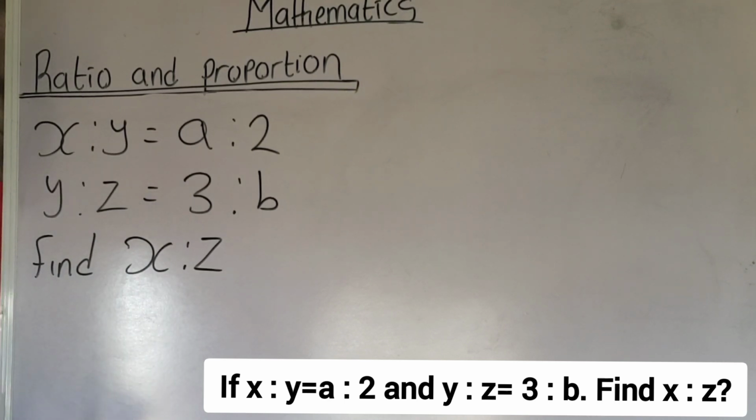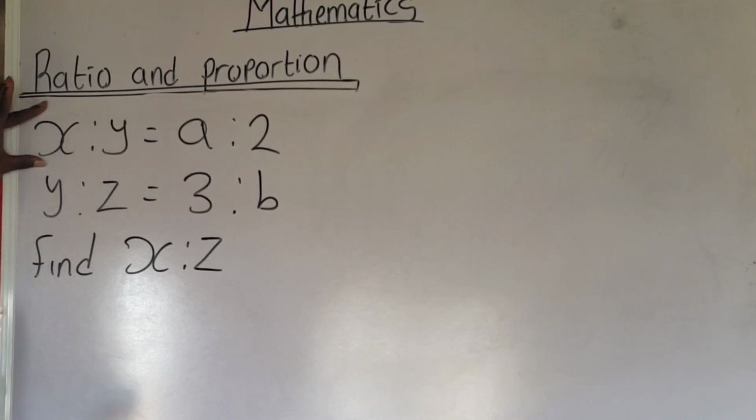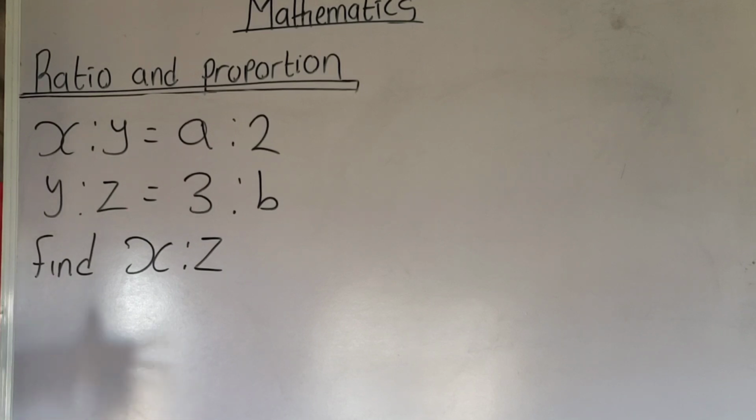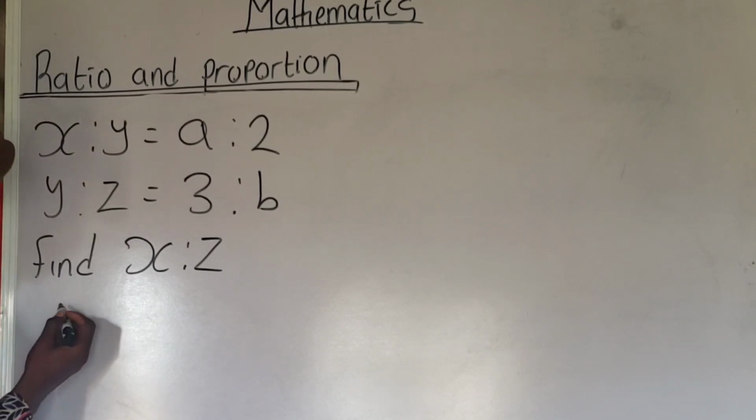You understand? The only link between the first ratio, which is this, and the second ratio, which is this, is what? Y. Y is the link. The only common letter to both the first and the second ratio is y. So we need to determine the link. We need to determine x ratio y ratio z first.